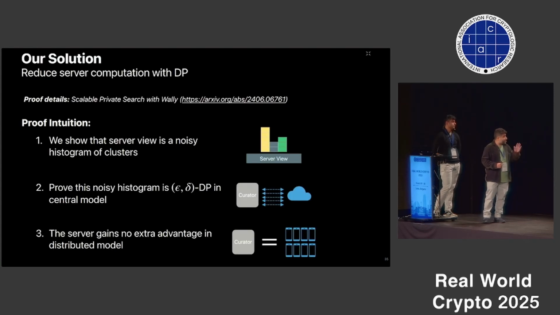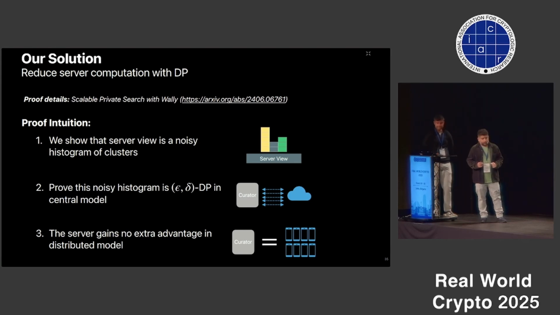Okay, so in the paper, which we have already uploaded, we give the proof that by following these steps, it guarantees epsilon-delta differential privacy. Here, I would like to give a little high-level intuition of the proof. First, we show that the server's view in a single epoch is basically a noisy histogram of clusters. Then we show that the noisy histogram provides epsilon-delta differential privacy in a central model where a single curator is talking to the server. And then we show that a malicious server gains no extra advantage in a distributed model where many clients are making their queries to the server. So this is for a single epoch. And then we calculated the total privacy by using the advanced composition theorem across all the epochs a user is going to participate in.